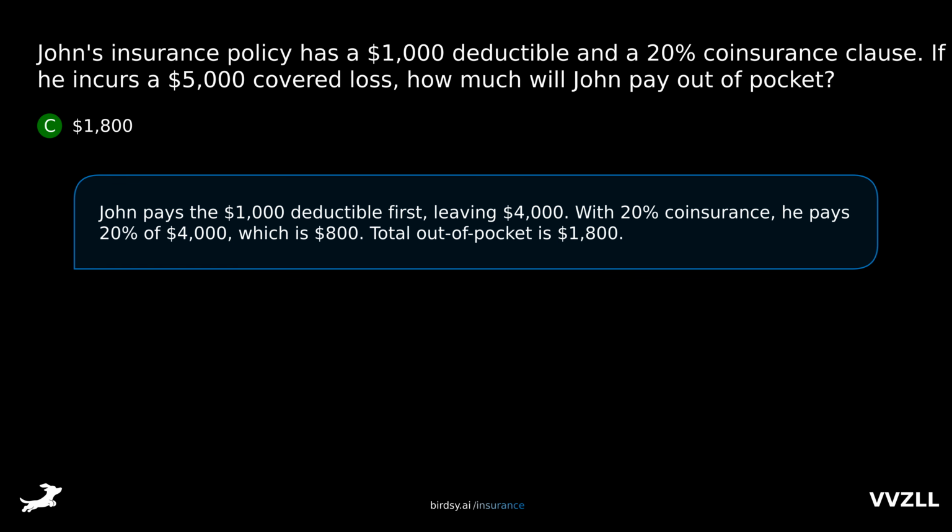John pays the $1,000 deductible first, leaving $4,000. With 20% coinsurance, he pays 20% of $4,000, which is $800. Total out-of-pocket is $1,800.